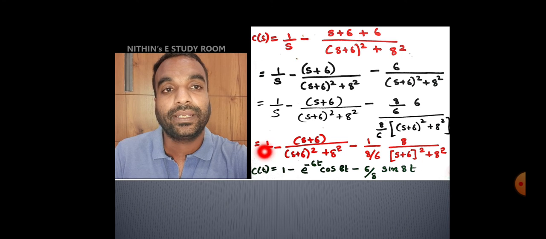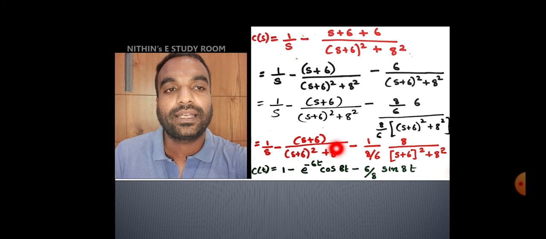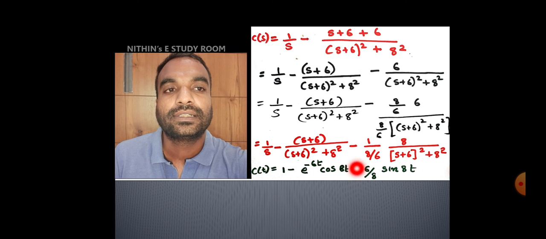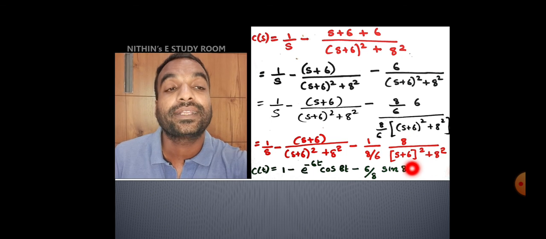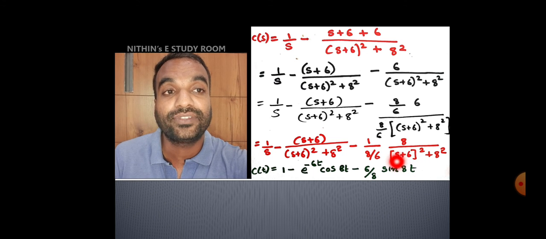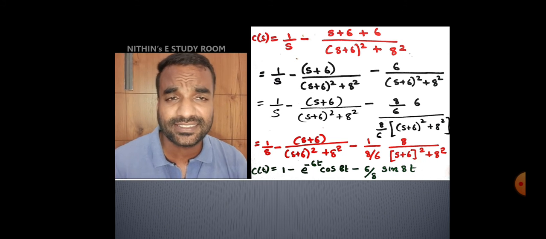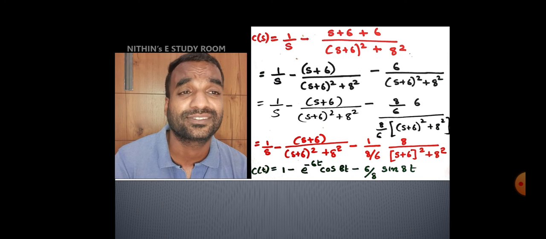Now you can find the inverse Laplace easily. For 1 by s it is 1. For s by s square plus omega square, it is cos omega t, but the shifting is there for plus 6. So it is e raised to minus 6t into cos 8t. And for this one, 6 by 8 is a constant. Sin 8t is nothing but 8 by s square plus 8 square. But it is not just sin 8t because a shifting is there. Instead of s, it is s plus 6. So frequency shifting is there. That is my final answer.